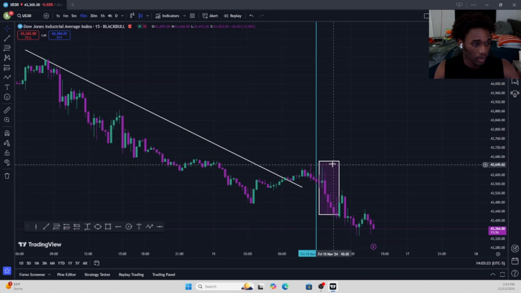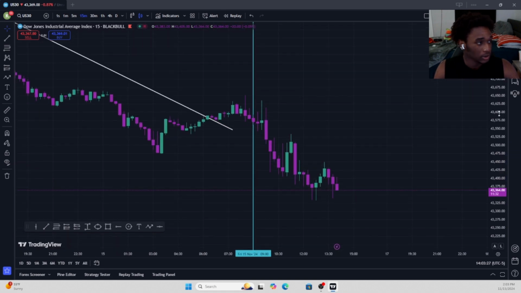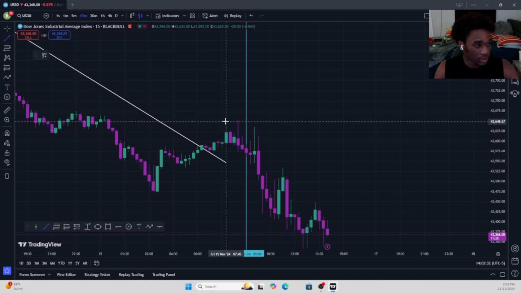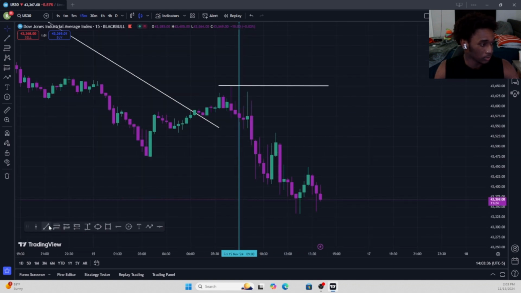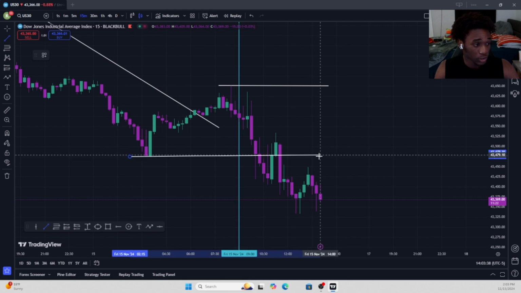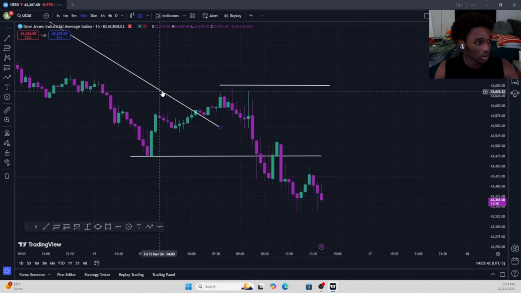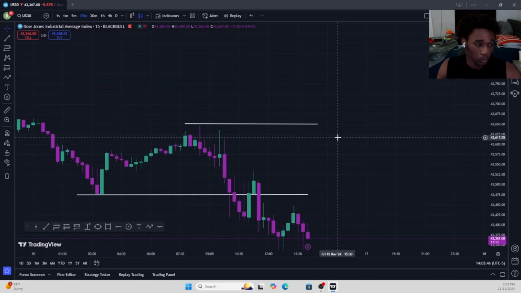So I marked my resistance zone. As you guys can see, let me zoom out a little bit. I marked my resistance zone right here, and I marked my support zone right here. Now, originally, let me delete this and the trend line. Okay, so now we know we're looking for sells, right? We're looking for a trade to the downside.